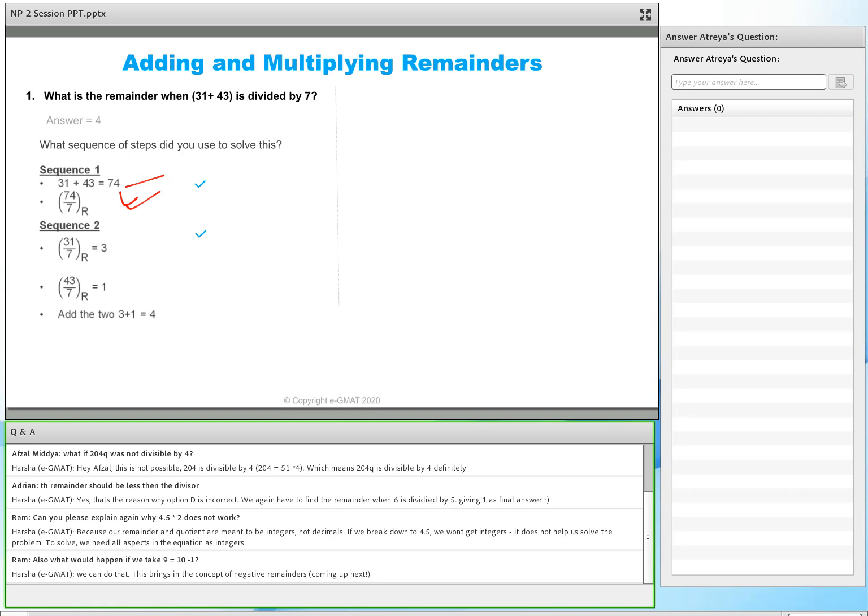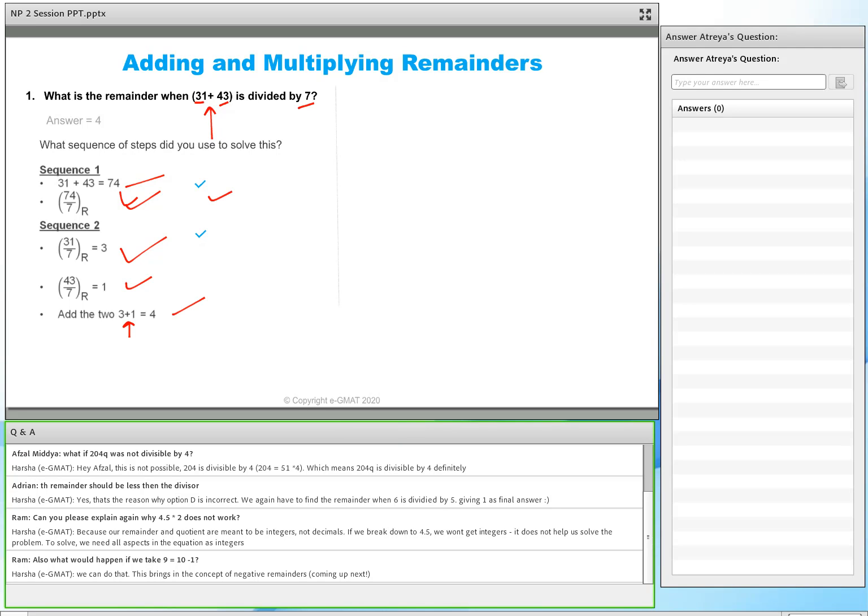The second way is you calculate the remainder when 31 is divided by 7, and then again you calculate the remainder when 43 is divided by 7. So when you divide 31 by 7, you get a remainder of 3. When you divide 43 by 7, you get a remainder of 1. Since I had a plus sign, an addition sign in the question, I need to add the two individual remainders to reach the final answer. So this also gives me an answer of 4.